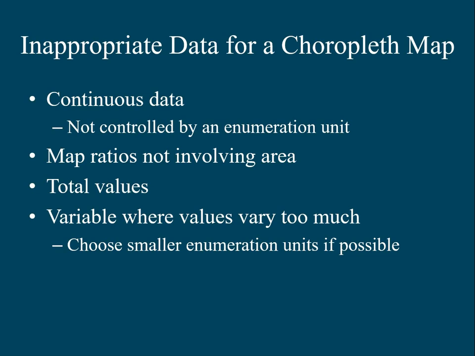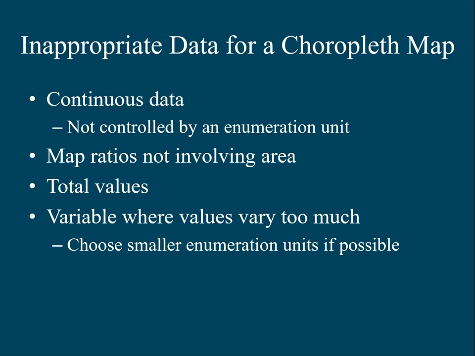So that's something to consider when you're using choropleth maps. It can be tempting because it makes sense. It's like, oh, I was here and I saw this many sharks, and it's like, well, you can't say there are that many sharks there, but you can say that you observed that many sharks there. It's semantics maybe, but it's important to do that because it could very easily result in the misuse of data. All right, other inappropriate data would be map ratios not involving area, total values, and variables where values vary too much.